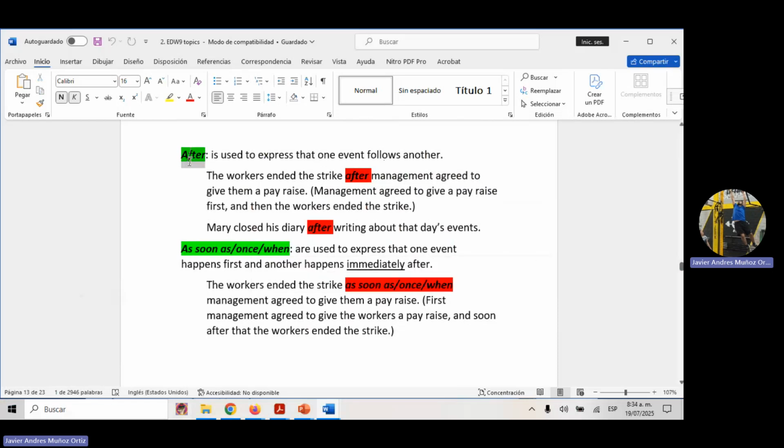Meanwhile, in the first scenario with after, what happened is that yesterday they arrived at an agreement at 9 a.m., let's suppose, and today at 8 a.m. they started working. So there is a gap in terms of time, right? So this is the difference between after and these other three words. We could use once as a replacement of as soon as, or we could use when too, because these three words are going to be used for the same situation.